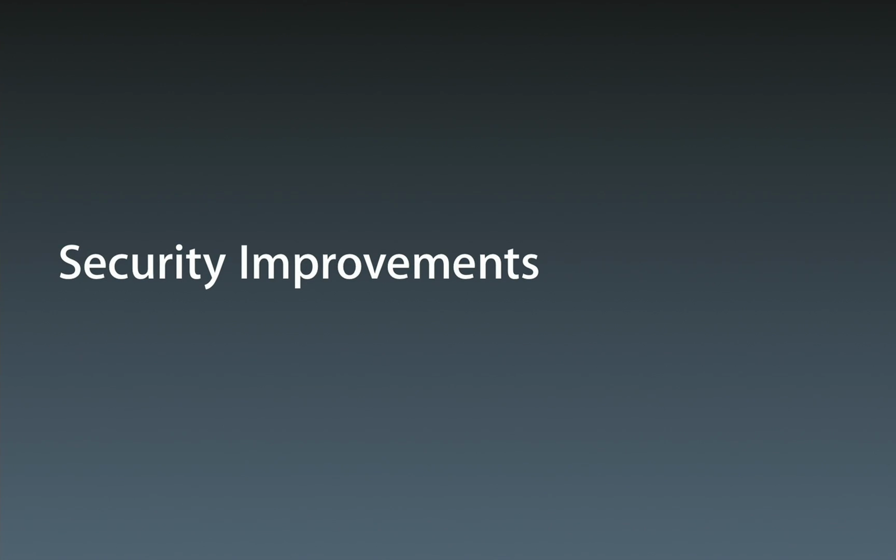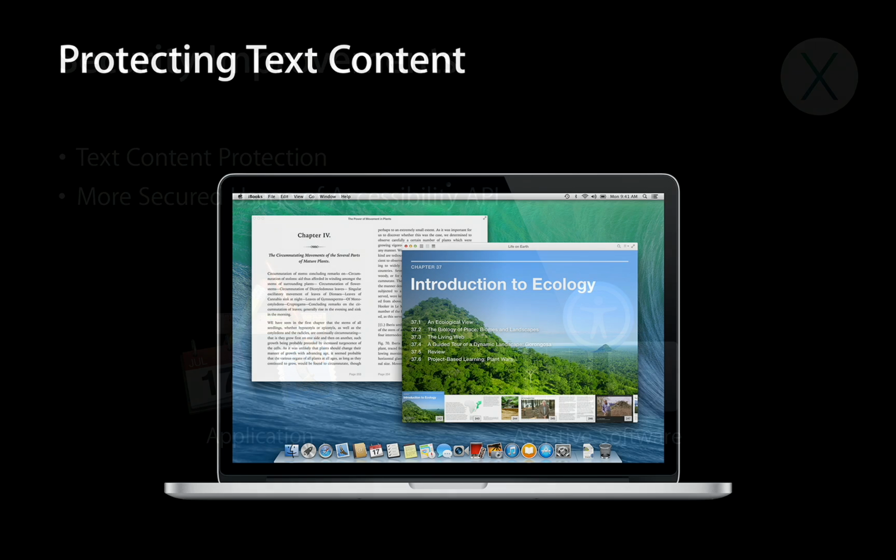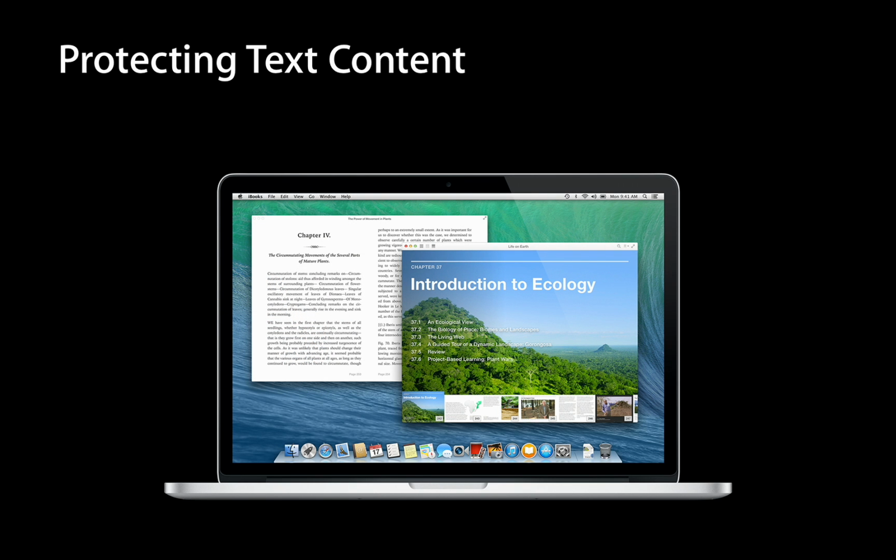So far I've talked about APIs that help to solve UI challenges. Next, I want to talk about some of the security improvements we've made. Two things specifically. One is the text content protection, and the other one is more secure usage of accessibility API. So let's first talk about content protection.